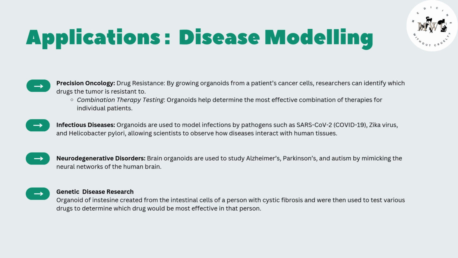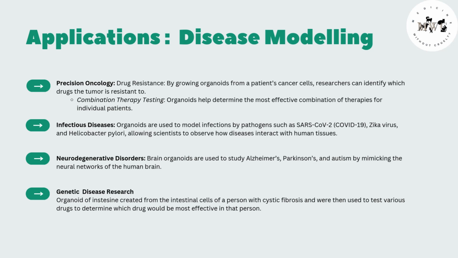In addition to that, in oncology, we can provide combination therapy testing. So, organoids can help determine the most effective combination of therapies for individual patients. It can be used in infectious diseases. So, organoids can model pathogens such as SARS-CoV-2, COVID-19, the Zika virus, and Helicobacter pylori, allowing scientists to observe how diseases interact with human tissues.